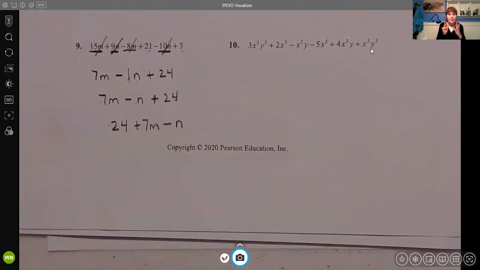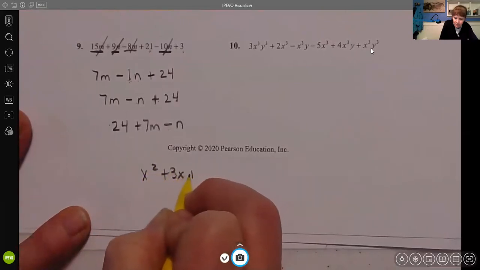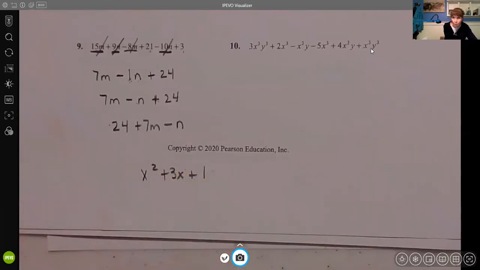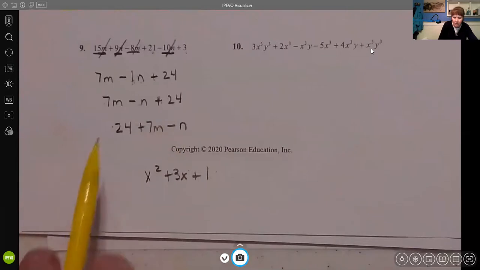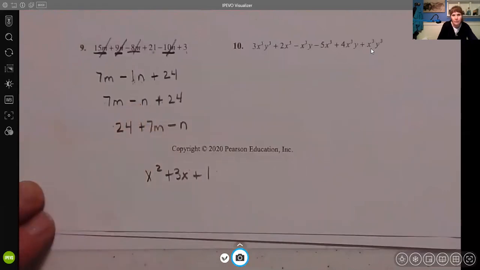Sometimes they'll say go in decreasing power. So let's say x squared plus 3x plus 1, where you go 2, 1, nothing. So then it would matter. My math lab would want it like that. But otherwise, the order should not matter. I just try to go with the variables first, and usually in alphabetical order.